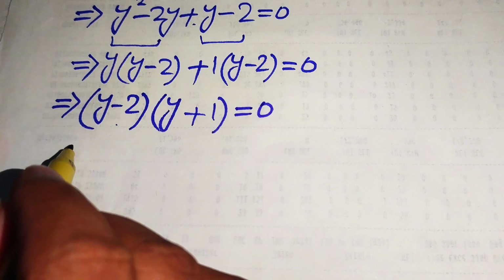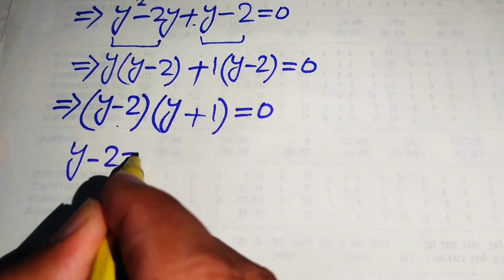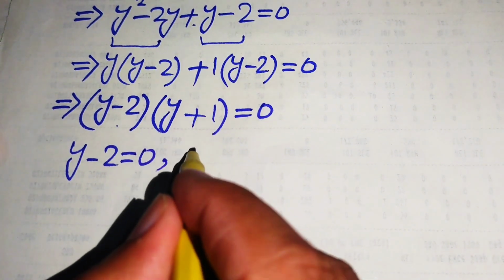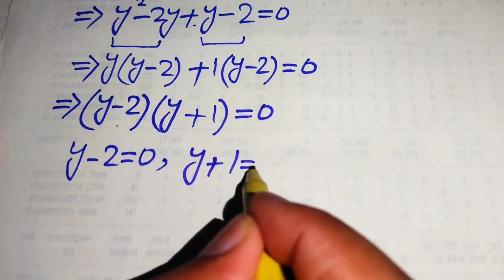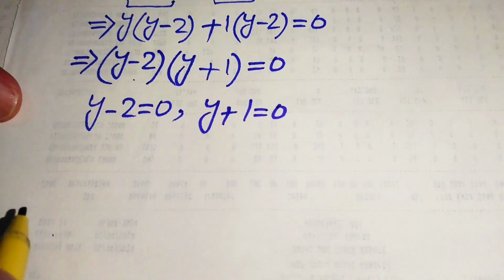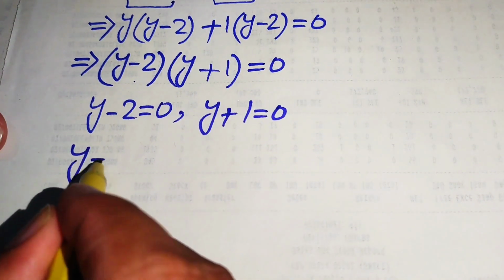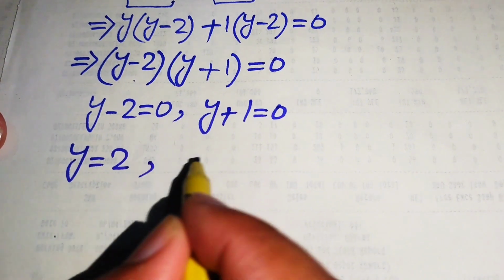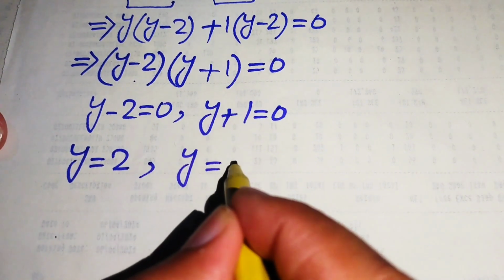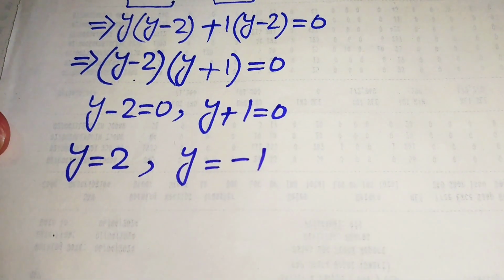So here we have two cases. The first case is y minus 2 equals 0, and the second case is y plus 1 equals 0. In the first case we get y equals 2, and in the second case we get y equals minus 1.